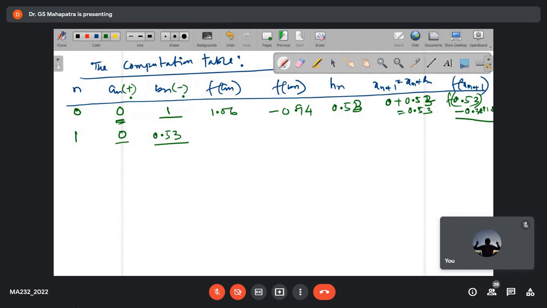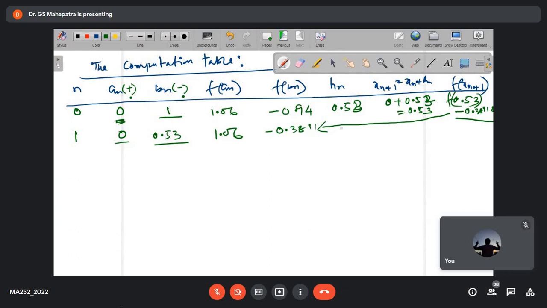Now what is f of an? It is remaining the same, correct. Now what is f of 0.53? Minus 0.381, sir. Yeah, very good. No need to check, correct. No need to find, it is already there: minus 0.3811.